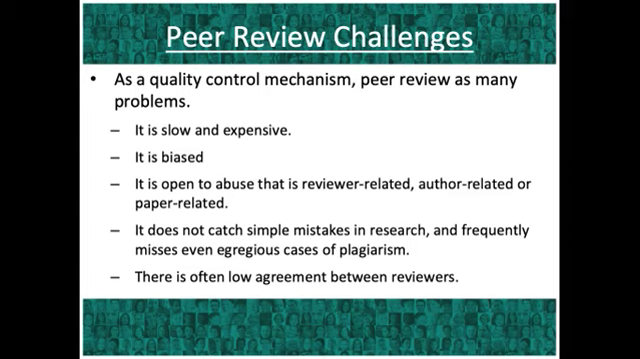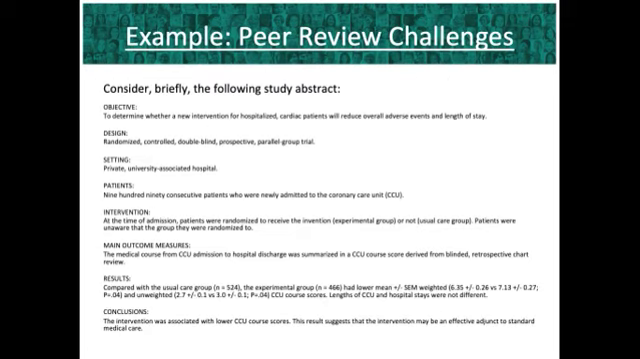So let's actually go through a couple examples. Let me show you an example of how bias may affect a peer review. So let's just consider the following study abstract. This is redacted, but it's an actual abstract. Okay, the objective of this study was to determine whether an intervention for hospitalized cardiac patients would reduce overall adverse events and their length of stay.